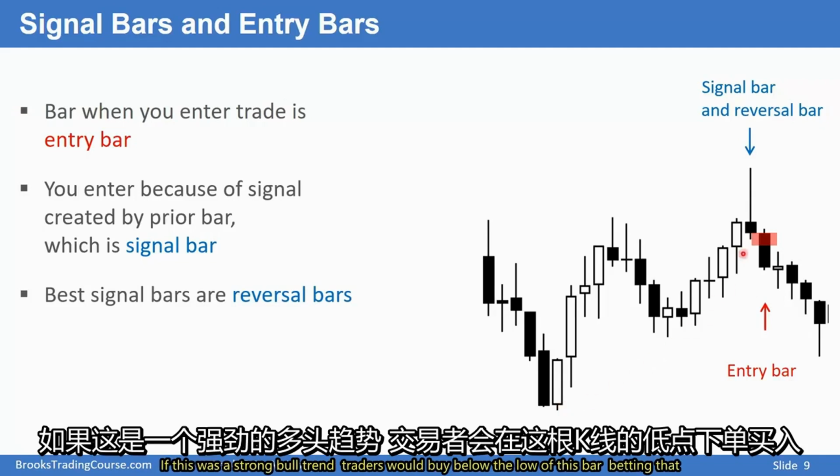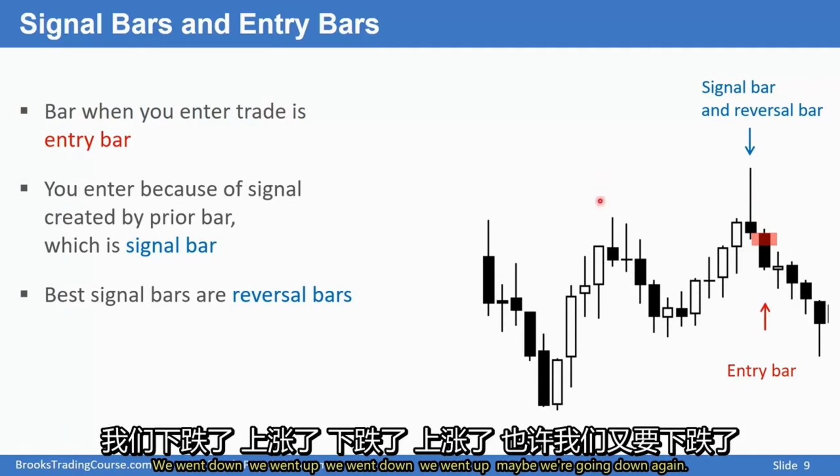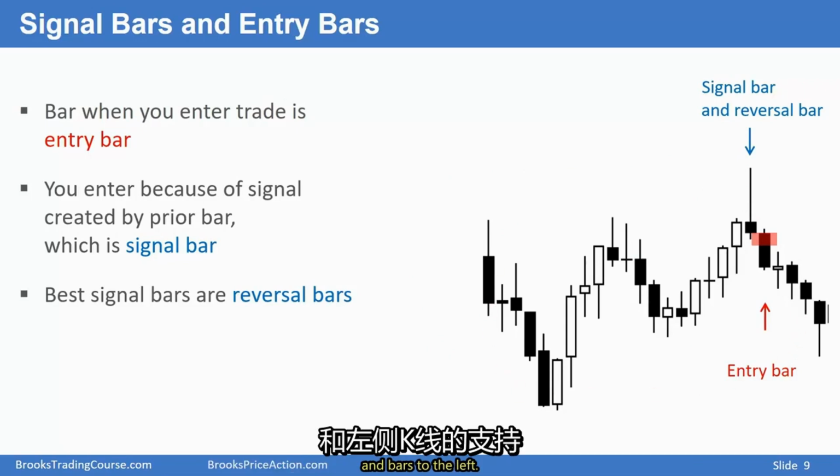If this was a strong bull trend, traders would buy below the low of this bar, betting that the reversal will fail. But it's not a strong bull trend. We went down, we went up, we went down, we went up. Maybe we're going down again. This reversal bar, I think, is a reasonable signal bar because it's supported by the context, the bars to the left.